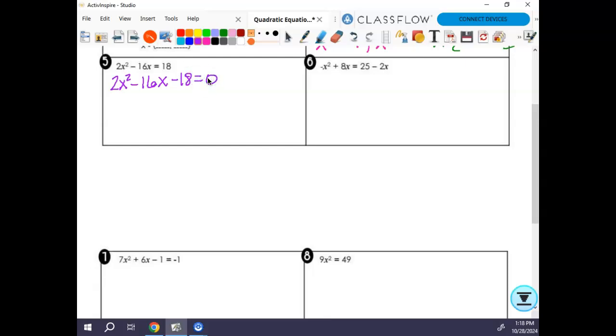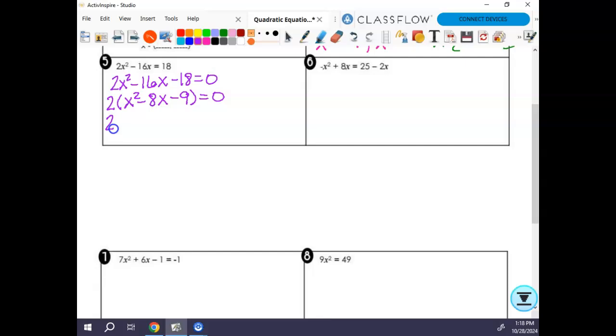Now, A is not 1, but the first thing you should always look for is a GCF. Does this have a GCF? Yes. Could I factor this without factoring out the GCF? Yes, but that would make my life a whole lot harder. So I'm going to factor that out, and that's going to leave me with x squared minus 8x minus 9 equals 0.